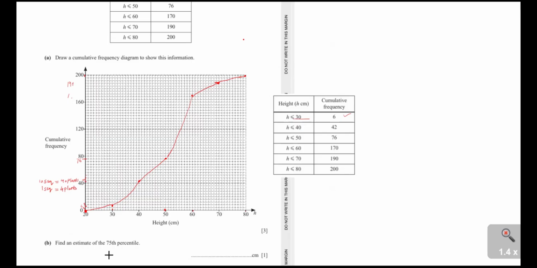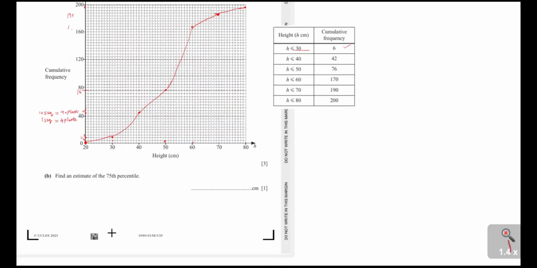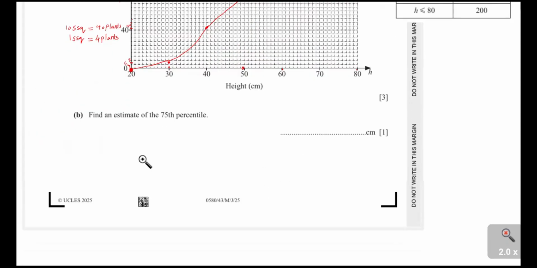Next, find and estimate the 75th percentile. Look here, part B, find an estimate of the 75th percentile. The 75th percentile is 75 over 100 of the total value. Total value here is 200 plants. And the answer is 150. The 150th plant height will be the 75th percentile.